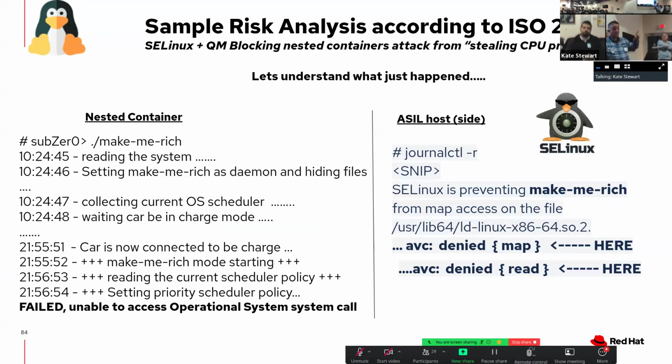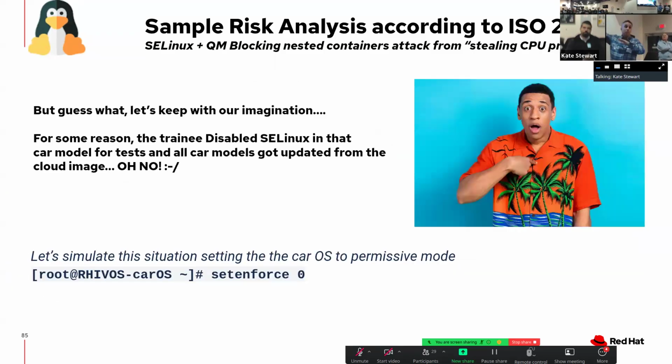But there is a but here, guys. There is a new trainee in the company that updated the software to disable SELinux. And guess what happened now? We disabled SELinux. Come on, anyone going to guess here? It updated all the cars globally, and all the cars will have SELinux disabled. Do you believe this hacker will be able to mine Bitcoin or any other coin in your OS?